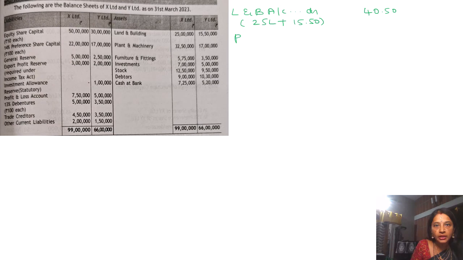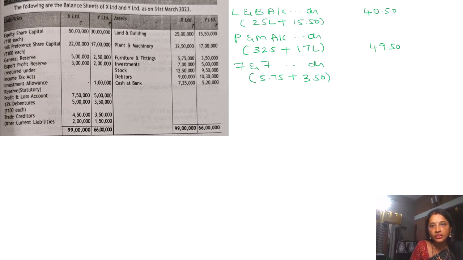Then next, plant and machinery account debit. X plant and machinery is 32 lakhs 50 and Y plant and machinery is 17 lakhs. Total you have 49 lakhs 50,000. Then furniture and fittings, debit. X has furniture of 5 lakh 75,000 and Y is 3 lakh 50,000. Total 9 lakh 25,000.